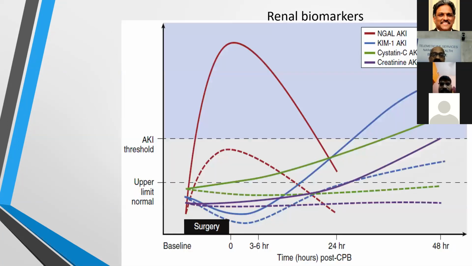And if you look at the increase in the biomarkers, this is the baseline value, and this is the upper limit of normal and the AKI threshold here.